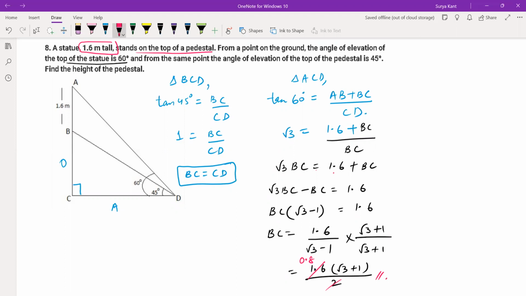So check where you are feeling difficulty or something like that. See where you are feeling difficulty. If understood, I'll move to the next question, that is question number 9.